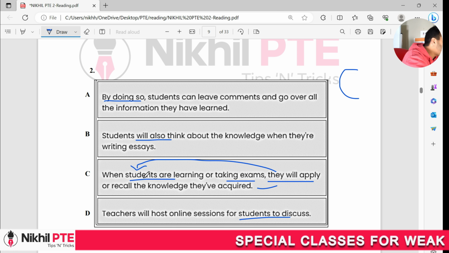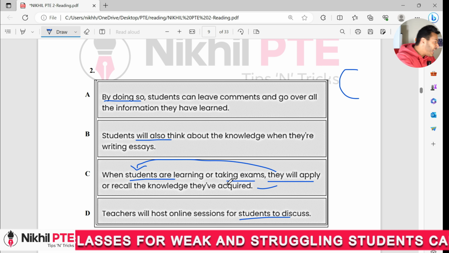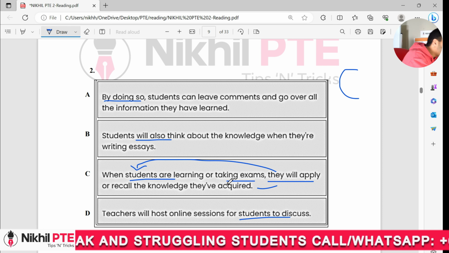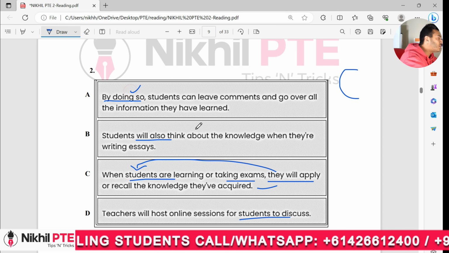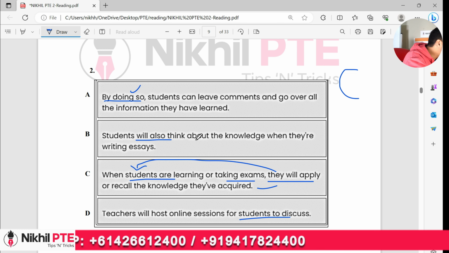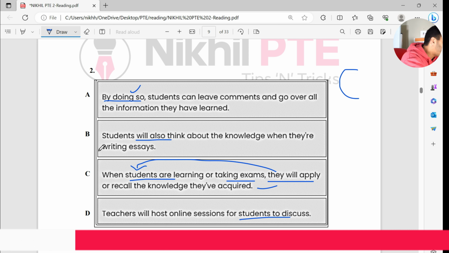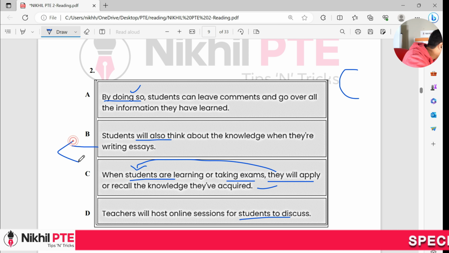By doing so, if I put A after C, is there anything happening here that is talking about by doing so? No. So we will focus on option B. Student will also think about the knowledge when they are trying writing an essay. Yes, here something happened, writing an essay. So after C, B will come, and after B, A will come.